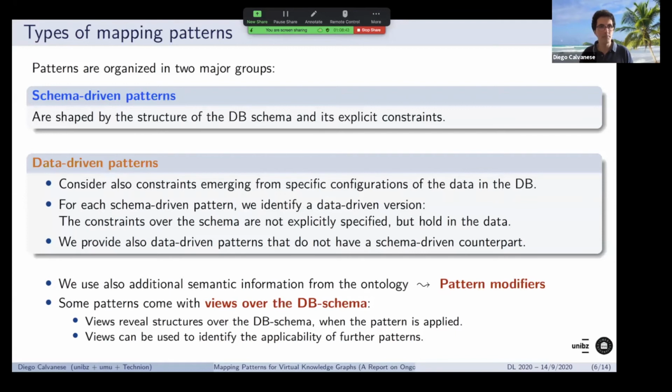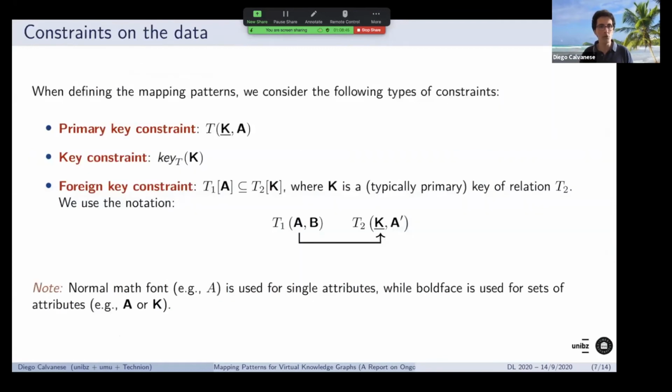This is the idea. The constraints that we use on the data are the traditional ones: primary key constraints, which we indicate by underlining; key constraints, which go beyond the primary key, since we might have additional keys that we want to consider; and then foreign key constraints, which in the next few slides I will depict in some examples with an arrow. And I also use normal font to denote single attributes, whereas a bold font denotes a set of attributes. So typically in our patterns, we make use of sets of attributes.